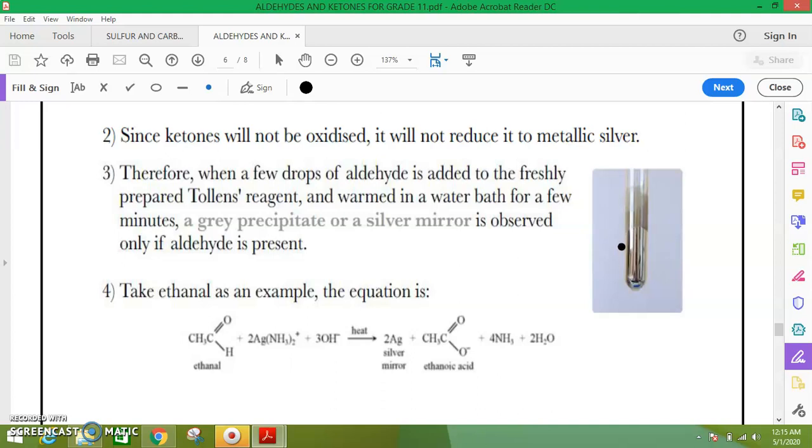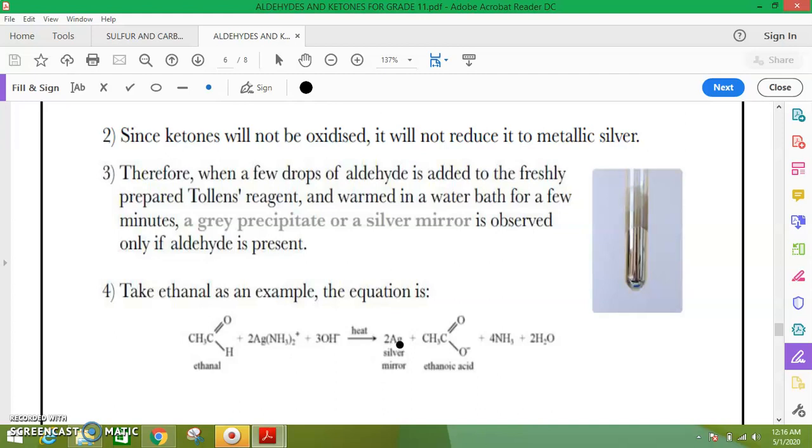You can see here, this is the silver mirror. You can say hello, hi. It's similar to a mirror. Now, number 4, take ethanal as an example in this equation. Which aldehyde are we going to use? The second one, ethanal, and then add the reagent. This reagent we call Tollens reagent, and heat the solution, to warm the solution.